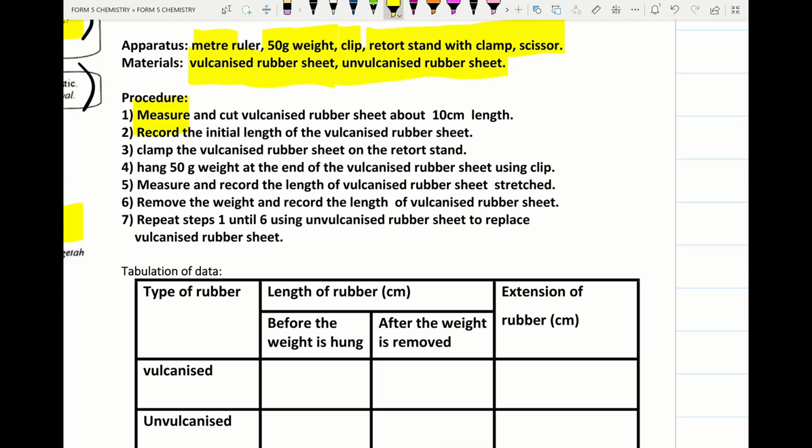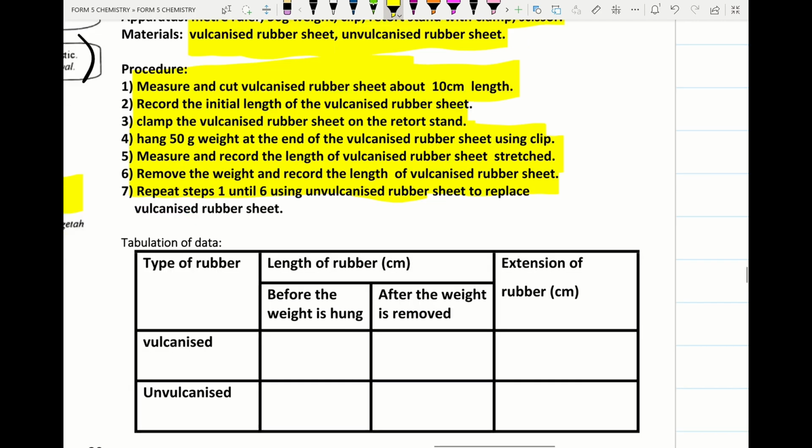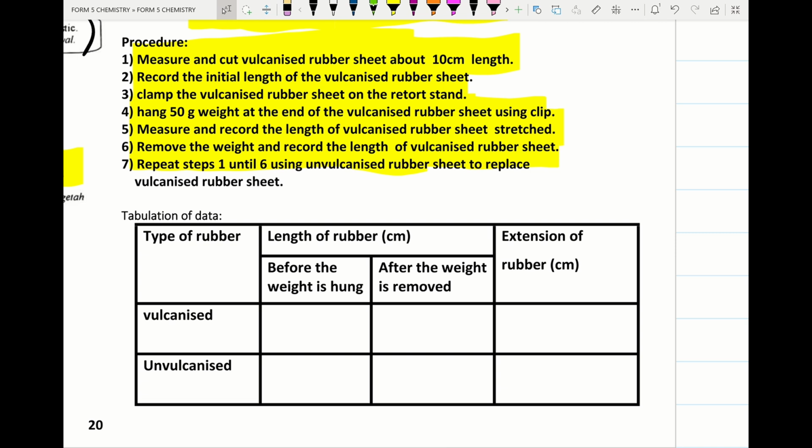We measure and cut the vulcanized rubber about 10 cm in length, record the initial length of the rubber strip, and clamp the rubber strip on the retort stand. We hang a 50 gram weight at the end of the vulcanized rubber strip using a clip. Measure and record the length of the rubber strip after it is stretched. Remove the weight and record the length of the rubber strip. We want to see whether it returns to its original length or not. Repeat step 1 until step 6 using the unvulcanized rubber strip to replace the vulcanized rubber strip.